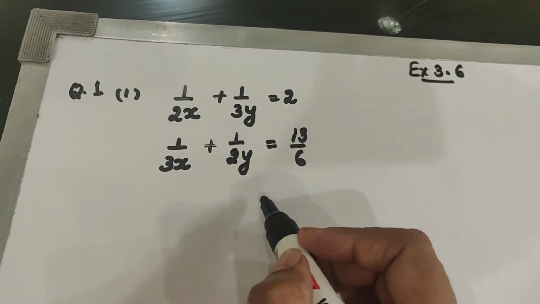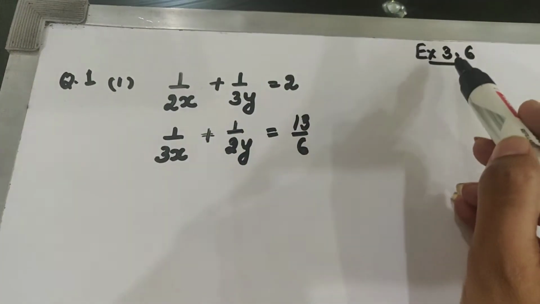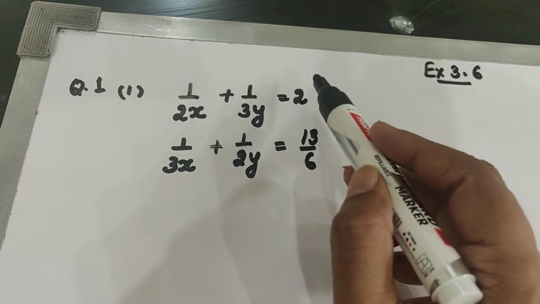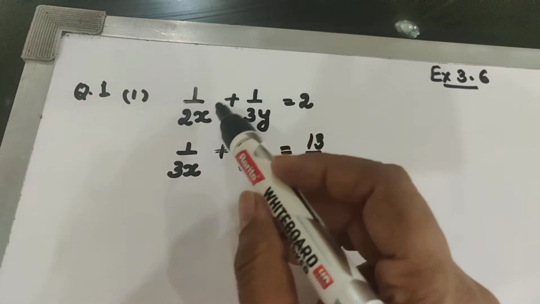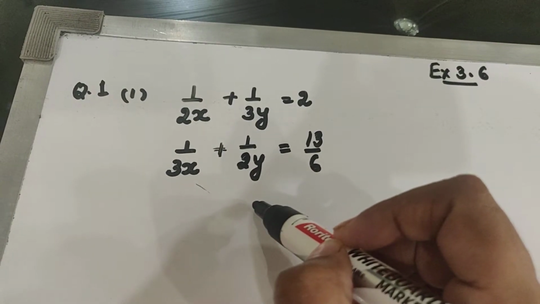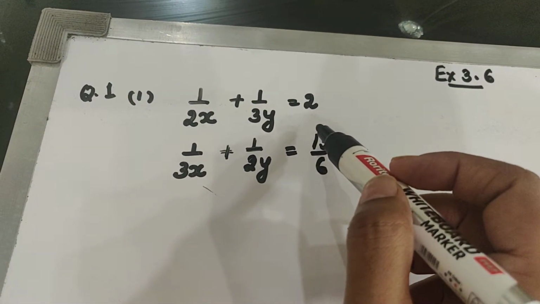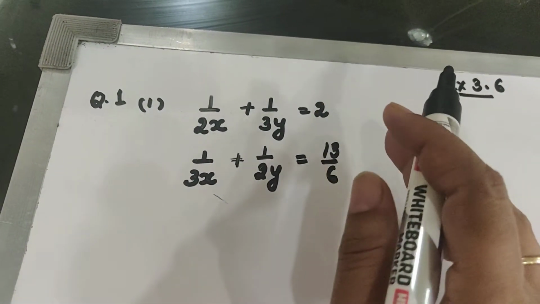In this video, I am going to explain you question number 1, first part of exercise 3.6. Now children, as you can read, the question is solve the equations which are reducible to a pair of linear equation. What is the meaning of reducible to a pair of linear equation? This means right now they are not linear equations.